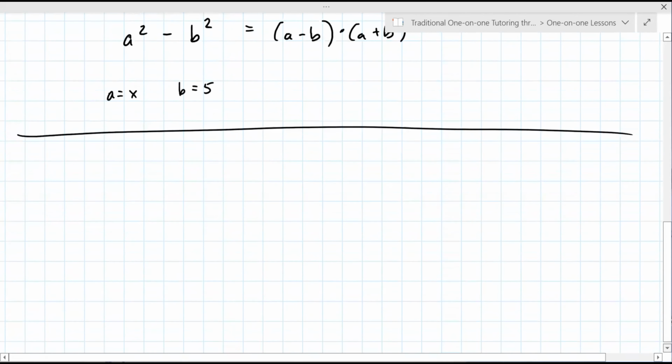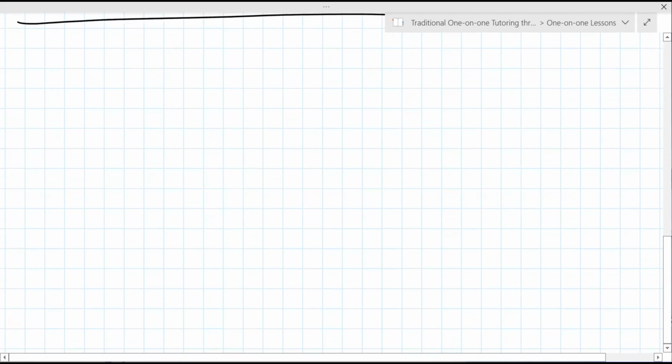Okay, so let's look at another problem here. Let's say it's A squared minus 9. You have to figure out what it is that's being squared minus what it is that's being squared, for each of these problems. So in the first position, it's A. But what squared gets you back to 9?